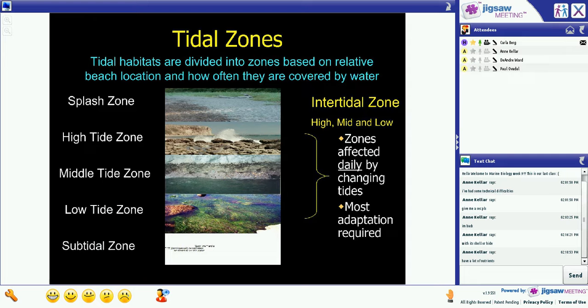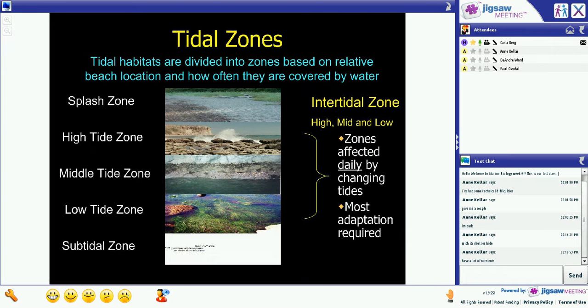The high tide zone is the area that is underwater when it is high tide. The middle tide zone is the area that is underwater from halfway between low tide and high tide. And the low tide zone is the area where the low tide water line is. Usually the low tide zone is covered by water. The subtidal zone, which there's no picture here unfortunately, is the area that is always covered by water.